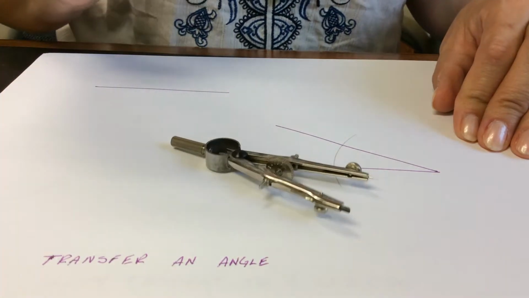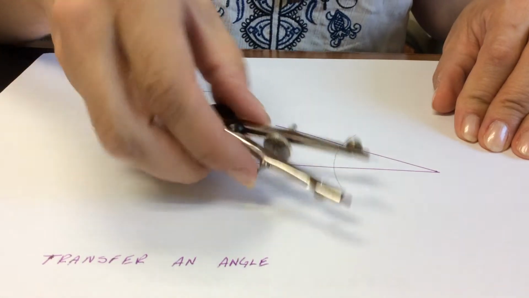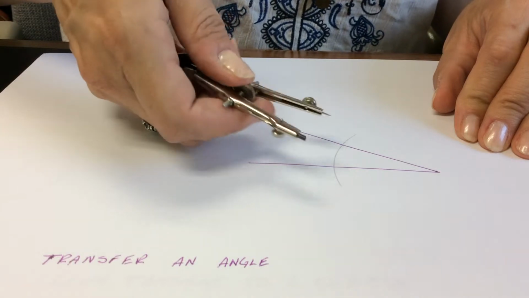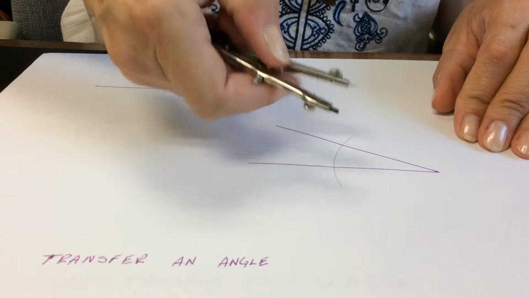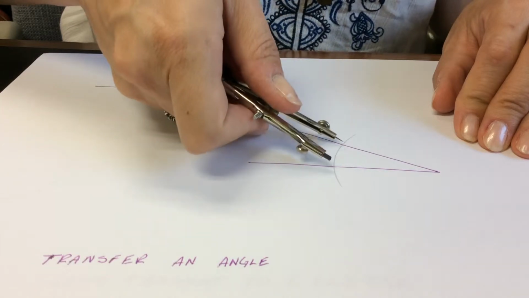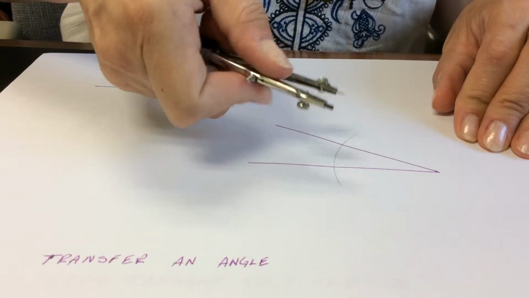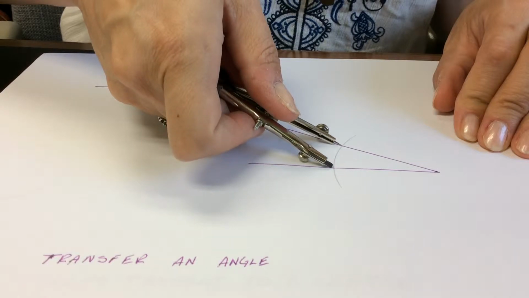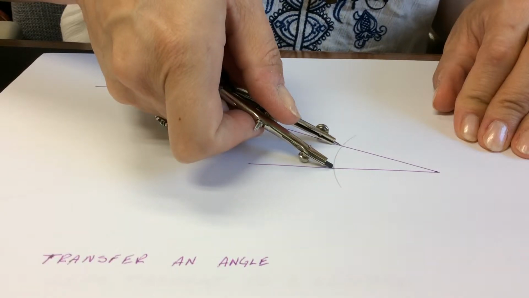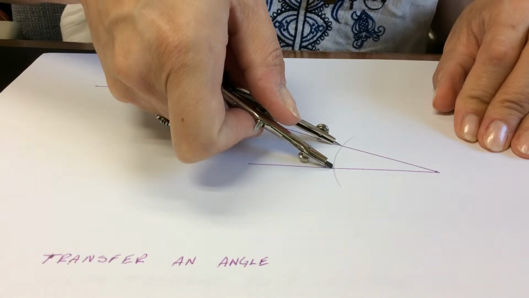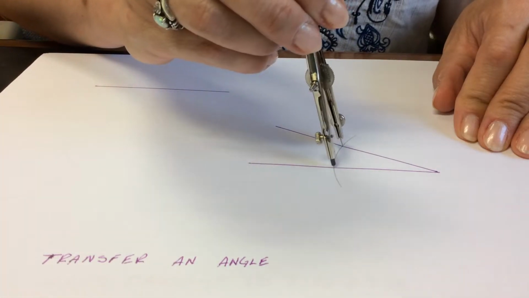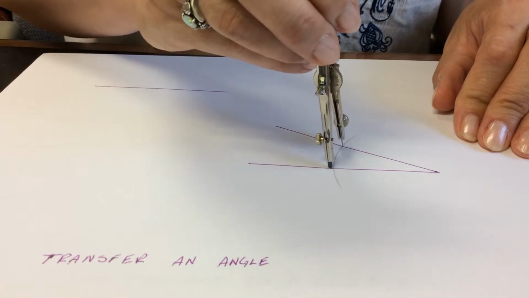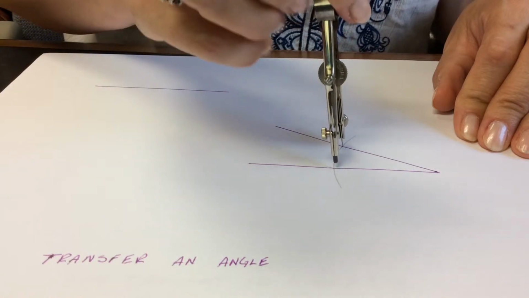Now this is just a smaller compass. It's convenient because this is a small angle, a small arc that I'm drawing. You can do this with a larger compass as well, but I happen to have this little one, and it is convenient for these small arcs. So what I've done is I've set my compass so that if I put my pointy end on this intersection point, my pencil goes through that other intersection point.